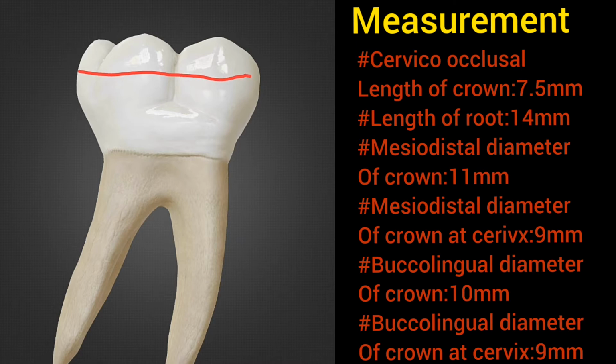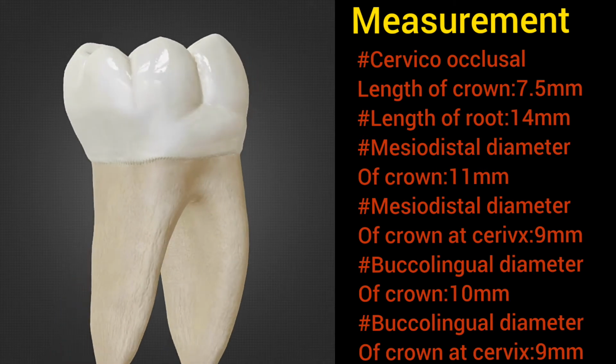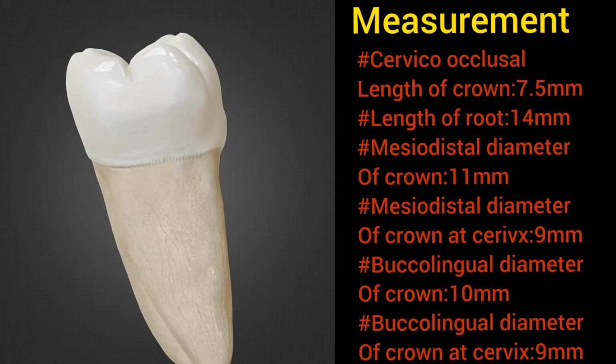And the mesiodistal diameter of the crown at the cervix is 9 mm. Also, here is the buccolingual diameter. From the buccal to the lingual, the diameter of the crown is 10 mm, while the buccolingual diameter of the crown at the cervix is 9 mm.